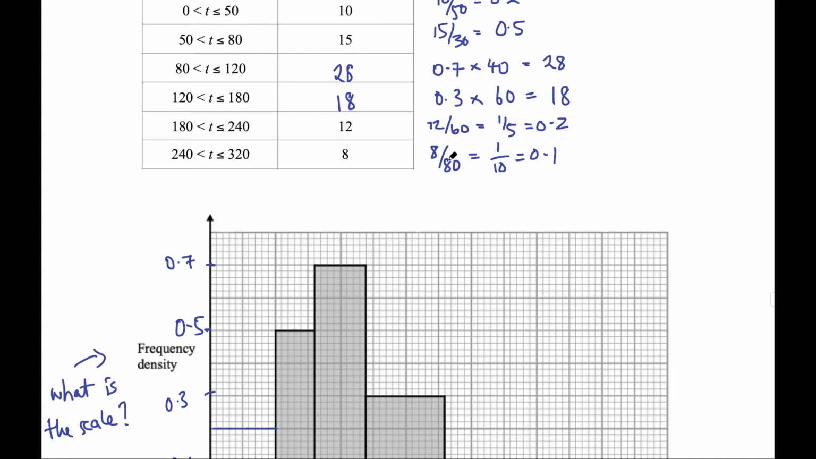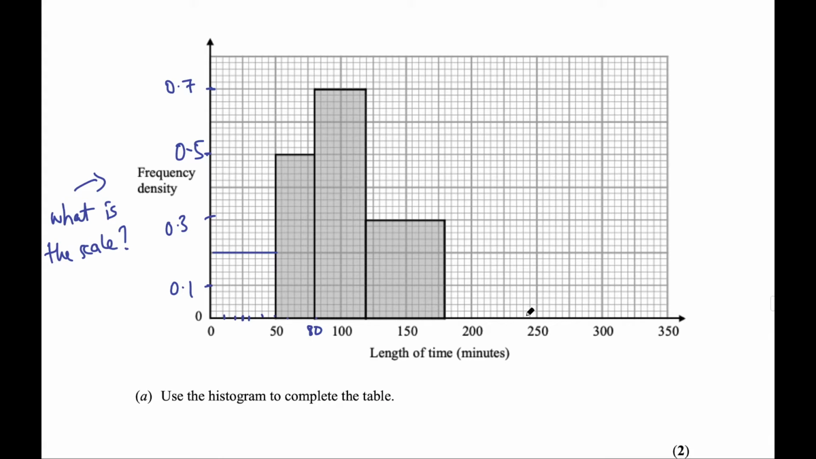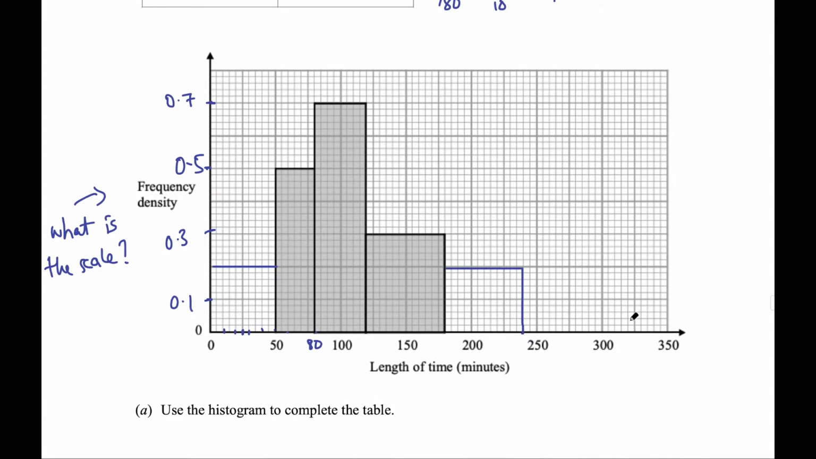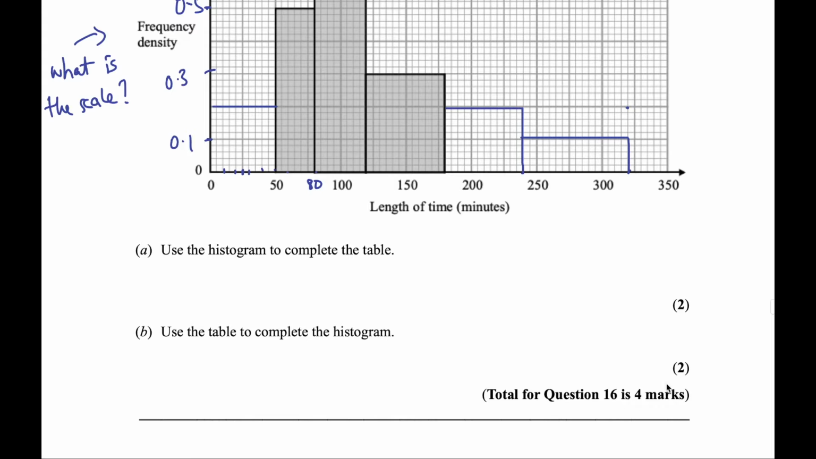Okay, so I have the frequency densities for those last 2 bars, 0.2, and I need to go up to 240. Okay, I need to find that on the horizontal axes. That would be here, and I need to go up to 0.2. So each one was 10, wasn't it? Each 2 bars was 10. Okay, that one is done, and then up to 320, 310, 320 would be here, and that was 0.1. So down to 0.1 and across to 320. Okay, once we've got those bars in, we've completed the histogram and we're done. So that should be everything for question 16 for 4 marks.